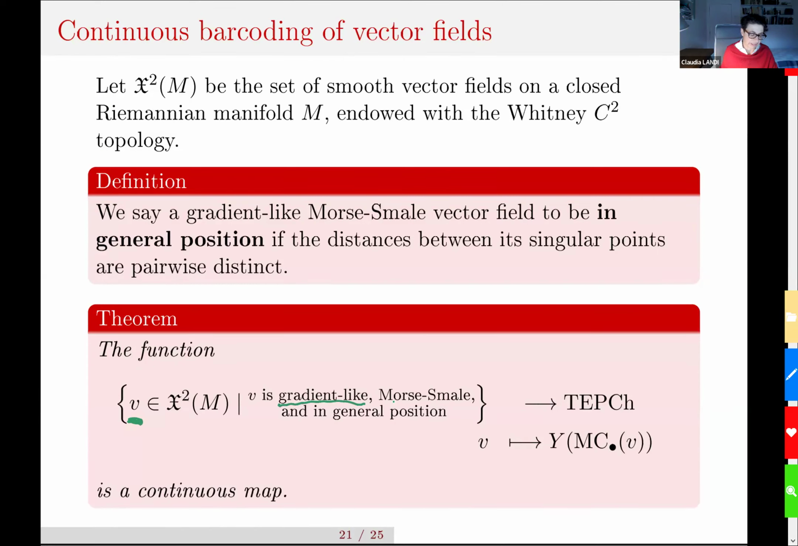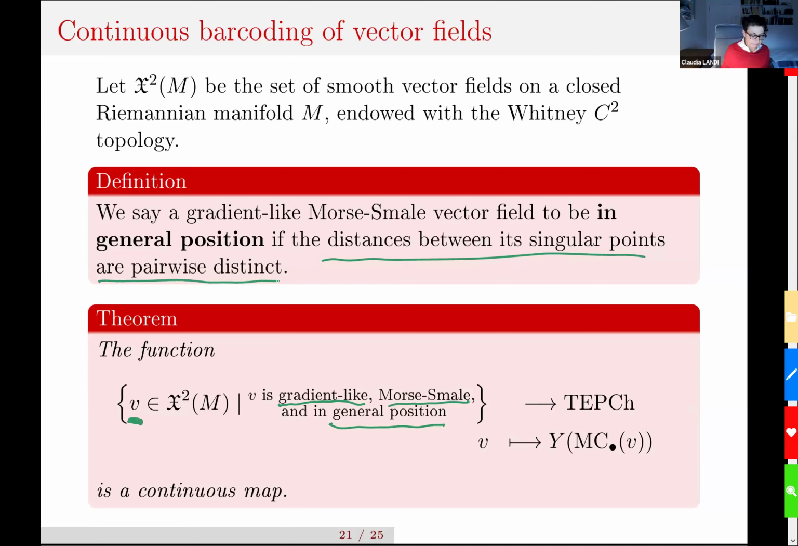We are assuming that it is gradient-like, it is Morse-Smale, and also that it is in general position. By this, we mean that the distances between its singular points are pairwise distinct, and we can associate to such a vector field a tame epimorphic parametrized chain complex. How? We first consider its Morse complex, and then using this construction here, once we have a Morse complex, we have also a basis for it, and we can have weights, and from this we can obtain a tame epimorphic parametrized chain complex.